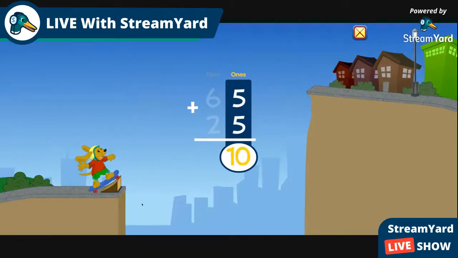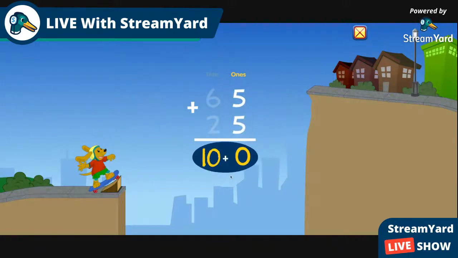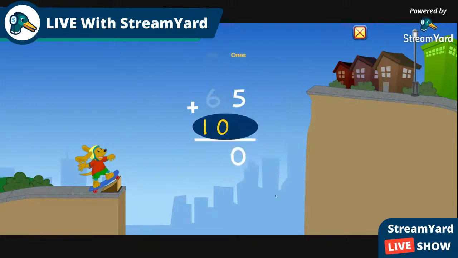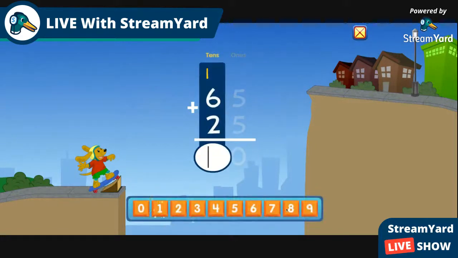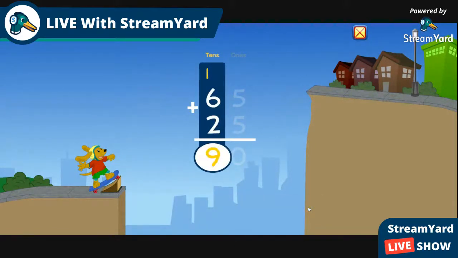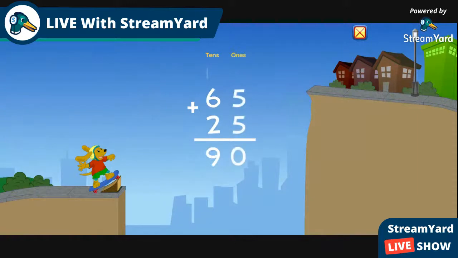Ten. Regroup. 9. Excellent. 65 plus 25 equals 90.